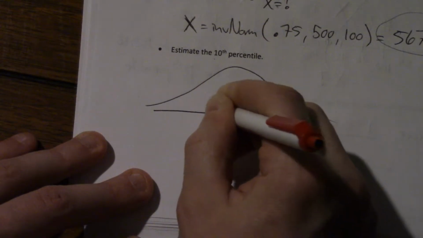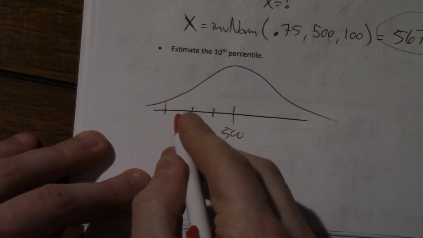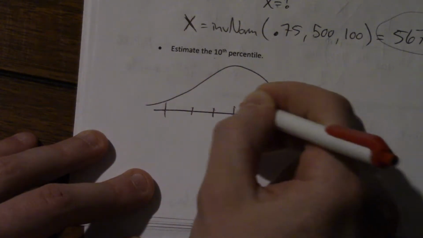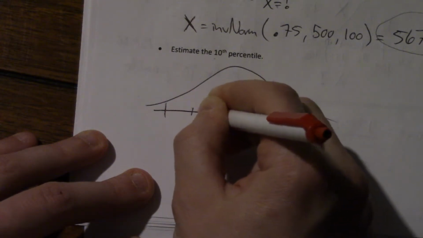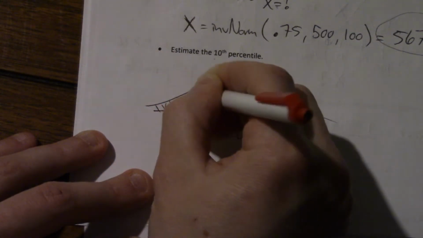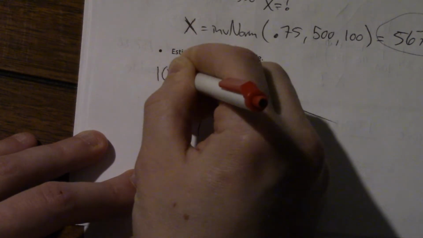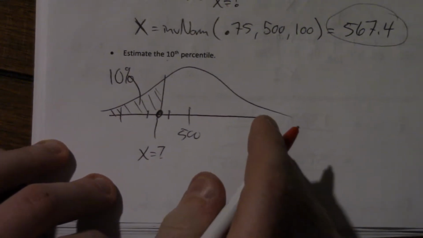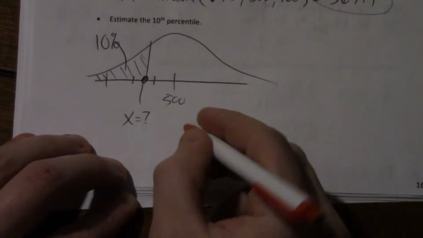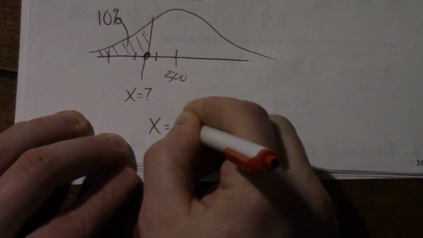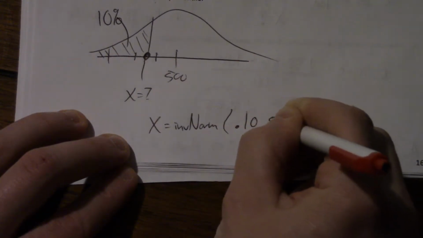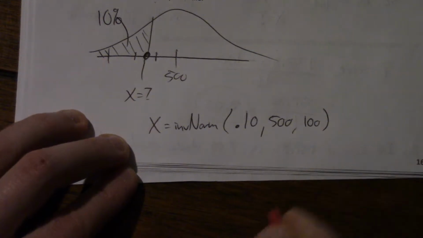So there's the distribution. The 10th percentile is a low score. So maybe it's somewhere here. I don't know. We don't know what it is, but we know that at or below that point is 10% of the distribution. Okay, so just like before, we're finding a score. We have a probability, so we will use inverse normal. We have 10% to the left, 0.10, same mean, same standard deviation. We're not changing the distribution.